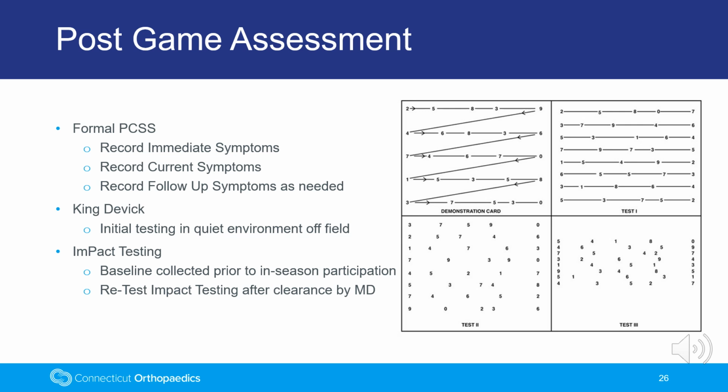The King-Devick consists of a demonstration card and 3 test cards, where they will be timed on how quickly they are able to read left to right through each test card. The time is paused between each card, and the cards will get progressively harder, with decreased lines and spacing between the numbers. You will also be watching for any errors and record the amount of errors along with their time. The normative values for the King-Devick testing is 54.3 seconds plus or minus 21.6 seconds, with an average being 42.2 seconds.